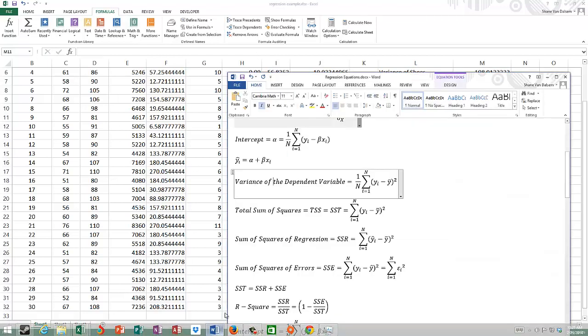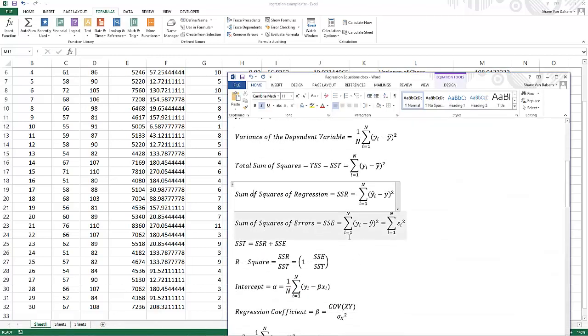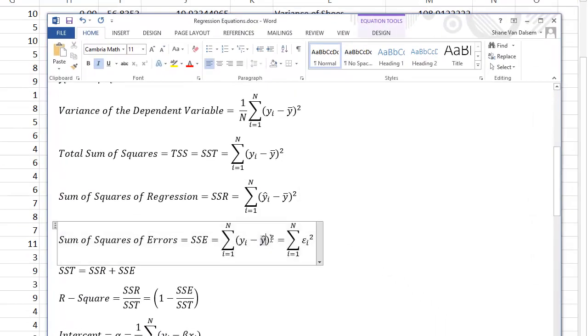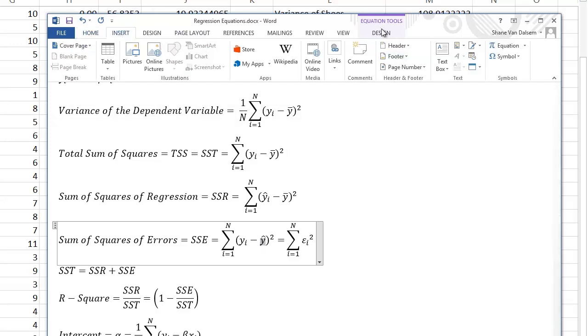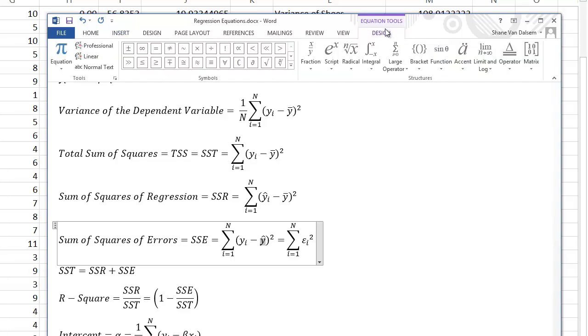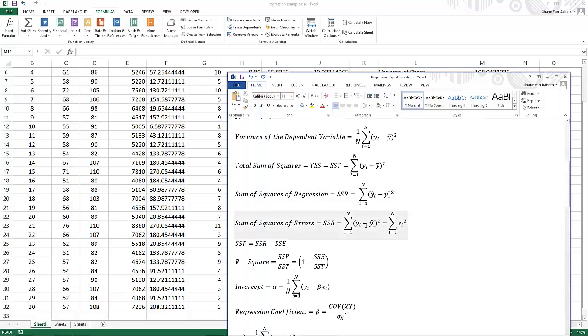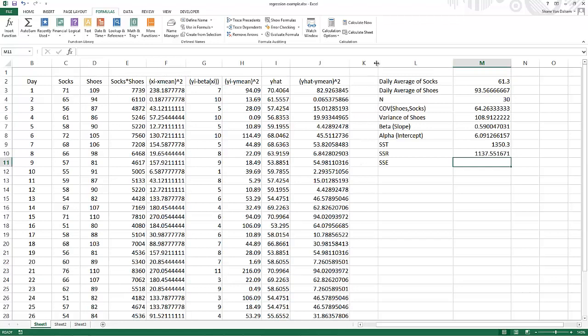which is calculated as yi minus y hat squared, and there actually should be an i here. Put that one in. And yi minus the predicted level of y for each observation is equal to the error terms, the sum of the error terms squared. So we need those error terms later on.